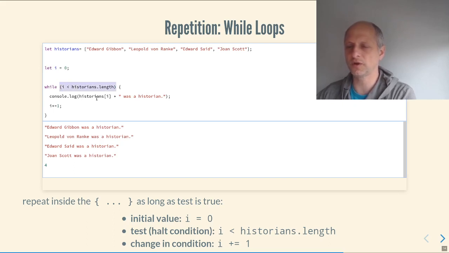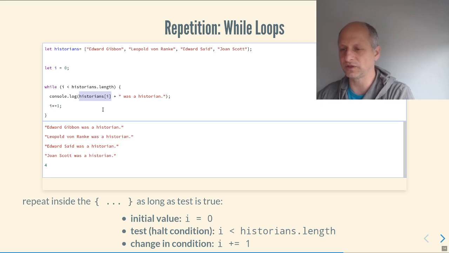So the first time we go through the loop, I is equal to 0, and in this case, 0 is smaller than the length of the array historians, which is 4. It has 4 elements in it. And then we're going to refer to the ith element of the array. So I is 0, we get the 0th element of the array, which is Edward Gibbon.